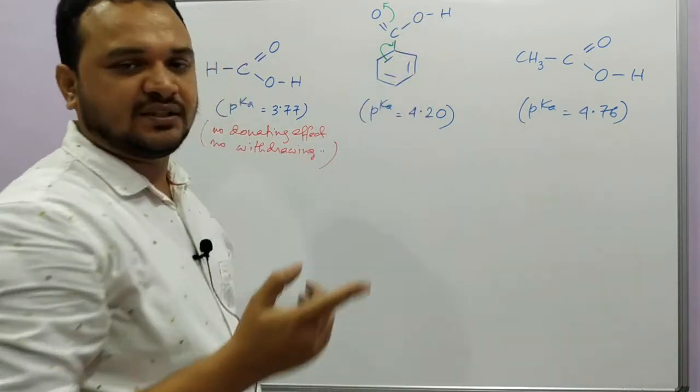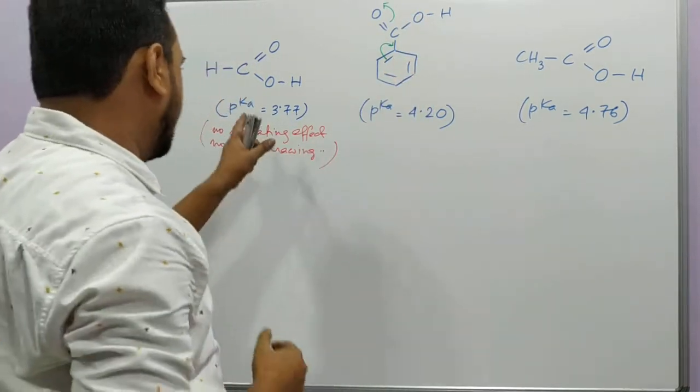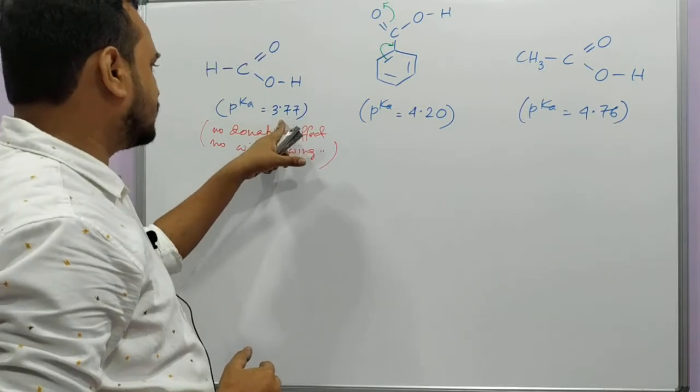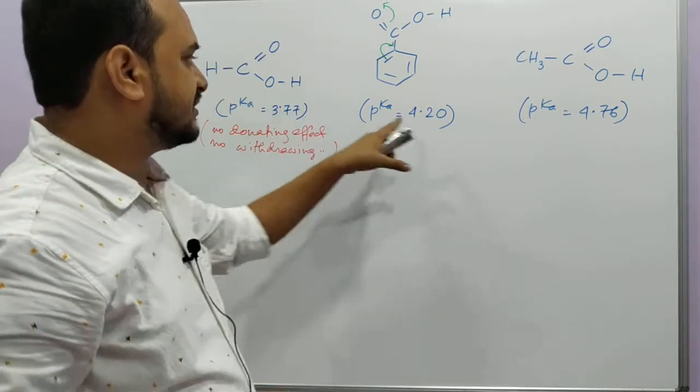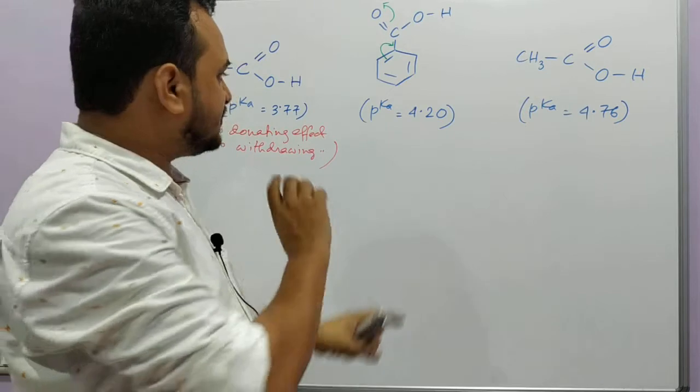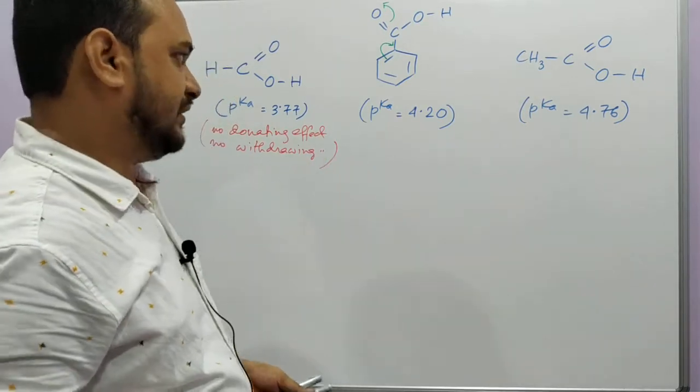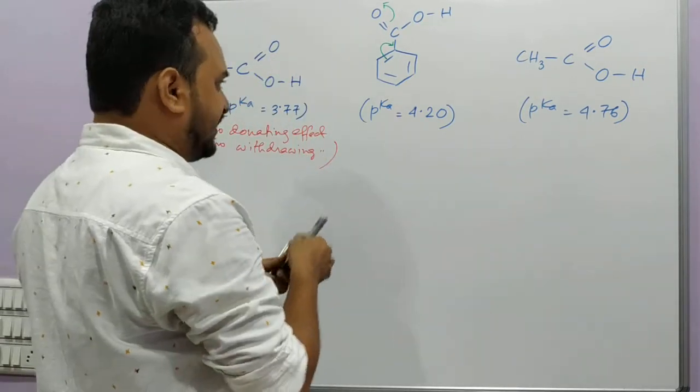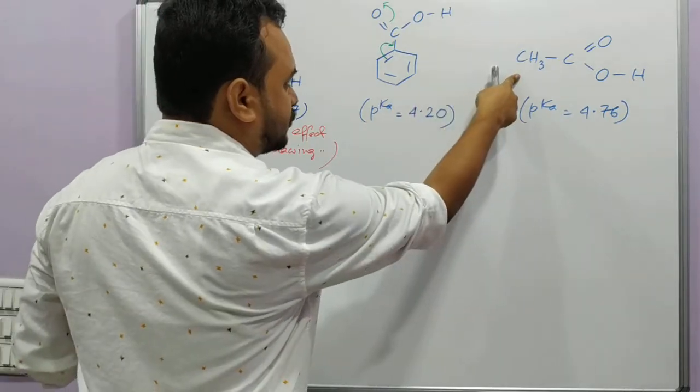As a result, their acidic strength decreases, and that is revealed in their pKa value also. It increases from 3.77 to 4.20. That means a significant decrease in the acidic strength. But the thing is, benzoic acid is stronger than acetic acid.